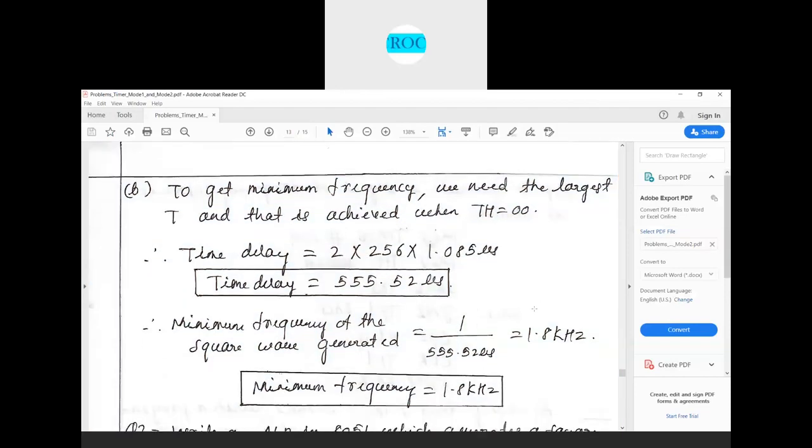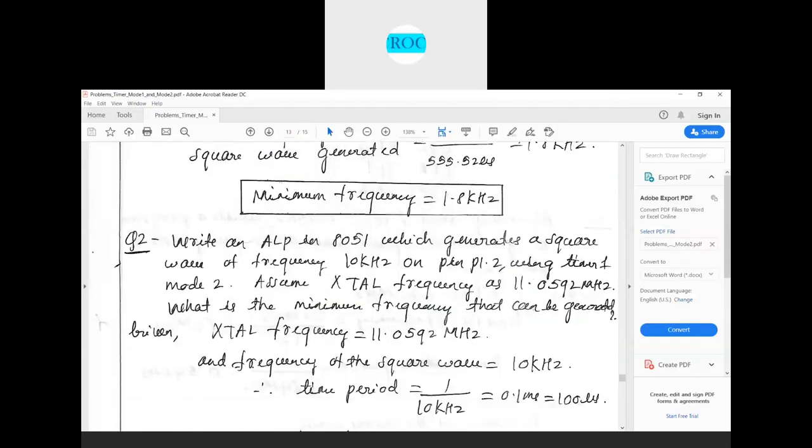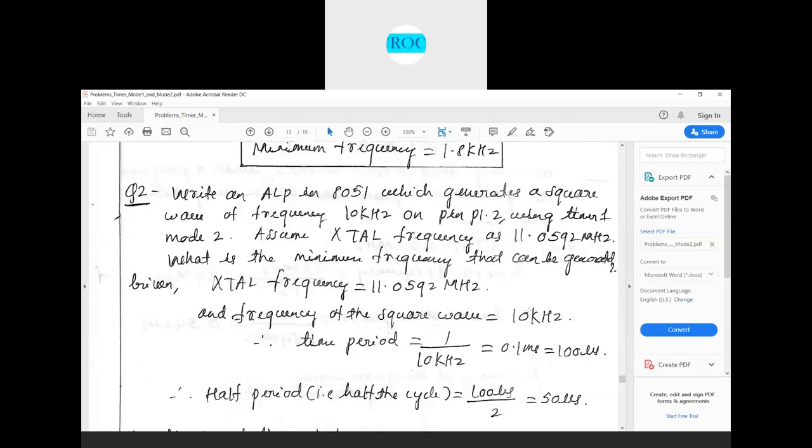We got it as 555.52 microseconds. Next, what you need to do? Next, we'll go to the next problem.